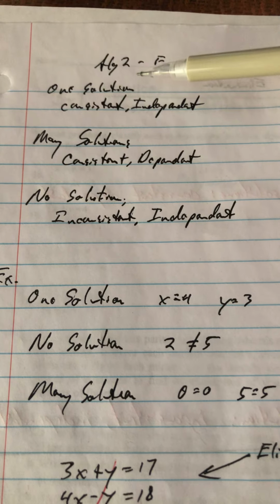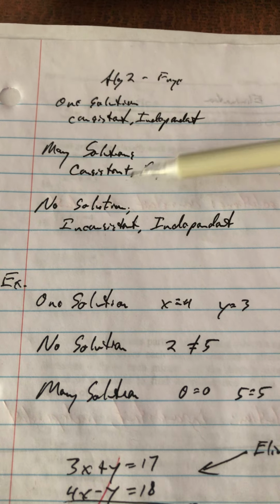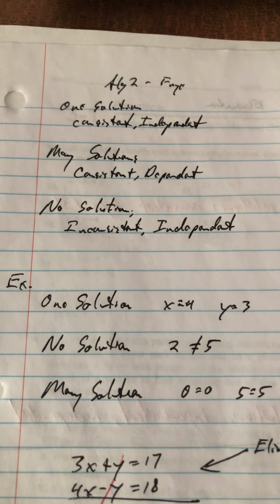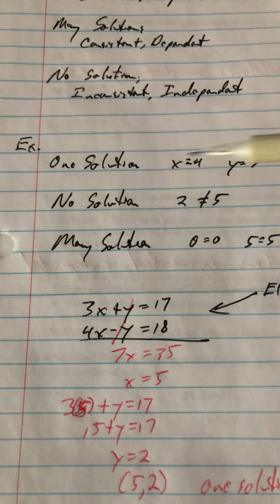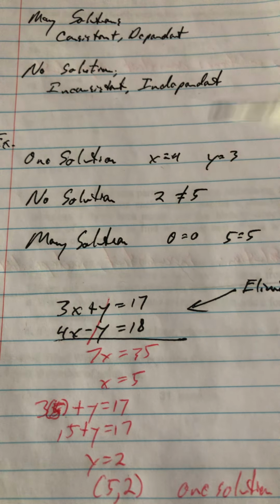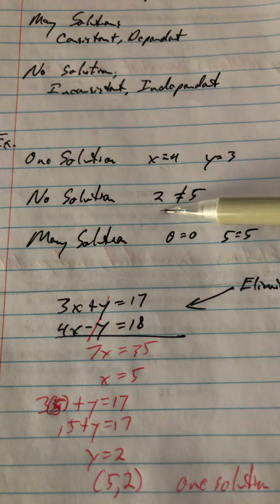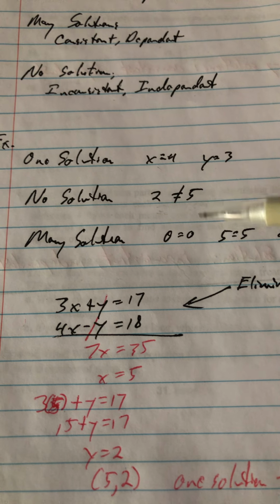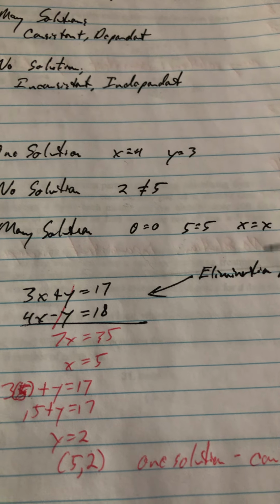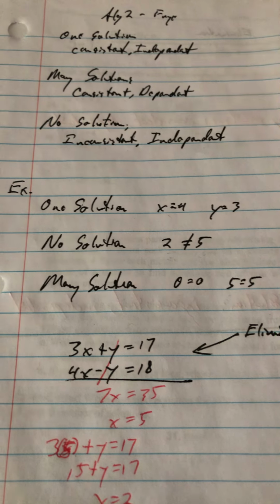If you can read my writing: if you get one solution, it's consistent independent. If it's many solutions, you get consistent dependent. If it's no solution, you get inconsistent and independent. Okay, so some examples. One solution is if you get one answer for x and one answer for y when you do this, that I'm going to show you here in a minute. No solution is if you get two different answers, when you're working these out and it doesn't work out. Many solutions is if they equal the same amount. And then that would tell you whether it's one of these up here that I already read.